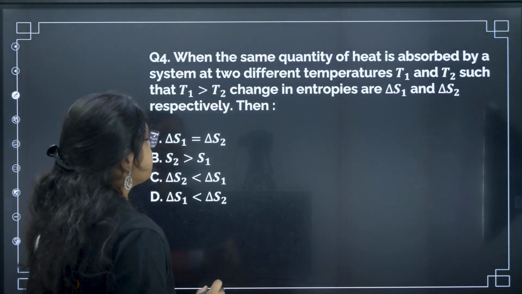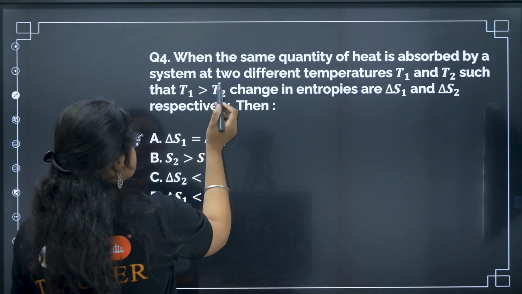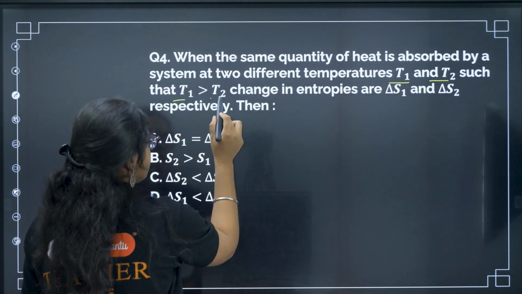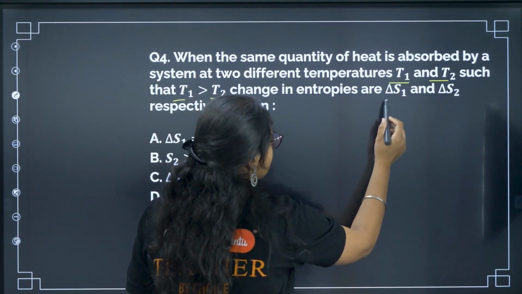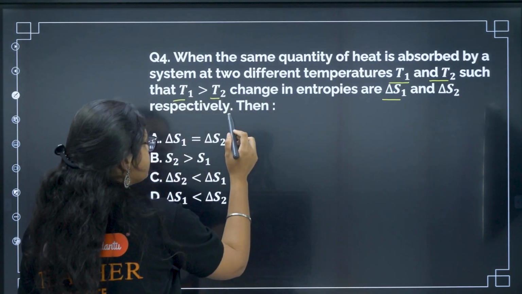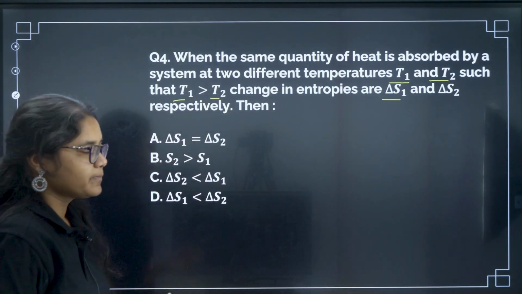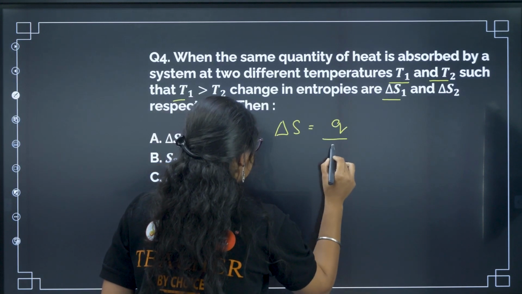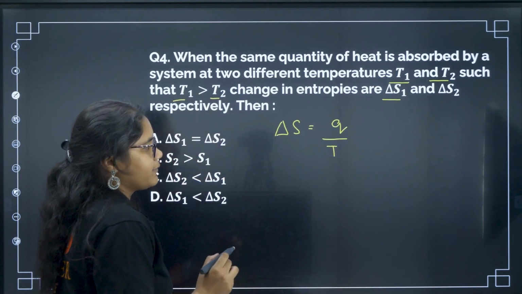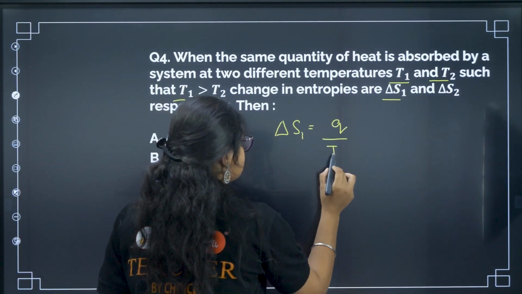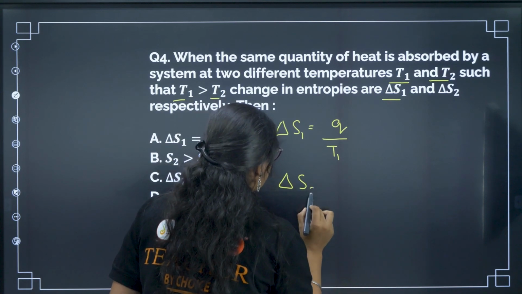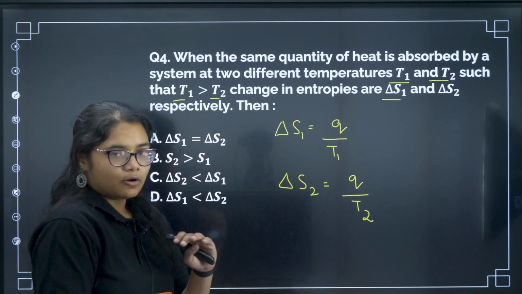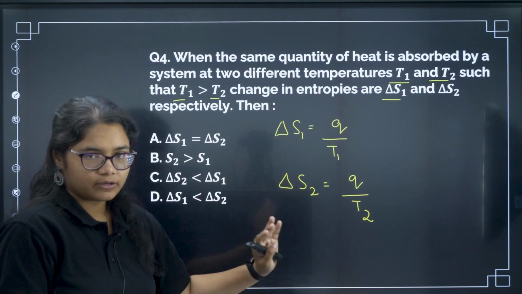Next, when the same quantity of heat is absorbed by a system at two different temperatures T1 and T2 such that T1 is greater than T2, the change in entropy is delta S1 and delta S2 respectively. What is the relation? If we know delta S is equal to Q by T, then according to the question, delta S1 is equal to Q by T1 and delta S2 is equal to Q by T2. The same amount of heat is there, so Q is the same for both cases.